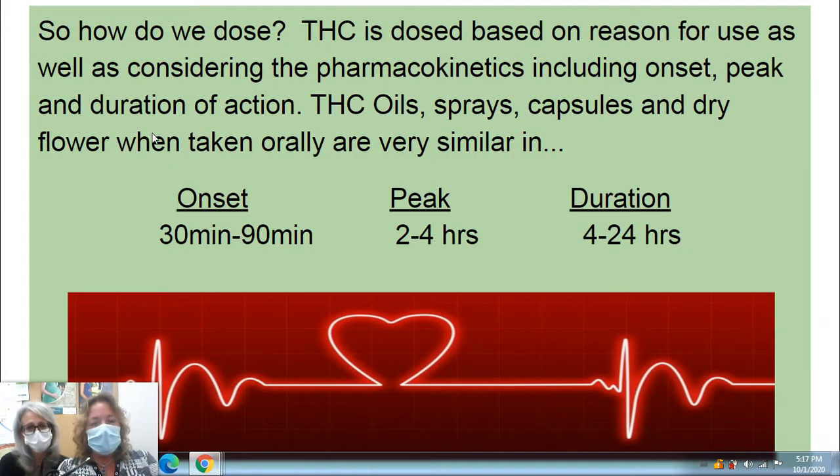Okay, so with that being said, how do we dose? We dose THC based on, of course, your reason for use, as well as considering the pharmacokinetics with onset, peak, and duration of action. THC oil, sprays, capsules, and dry flower, when taken orally, are very similar in the onset of action, roughly about 30 to 90 minutes. They may peak anywhere from 2 to 4 hours, and they may last anywhere from 4 to 24 hours, depending on the person.